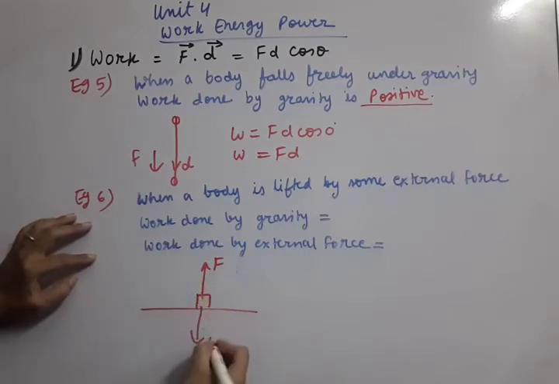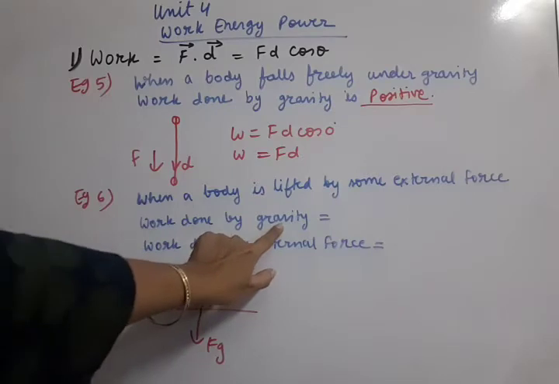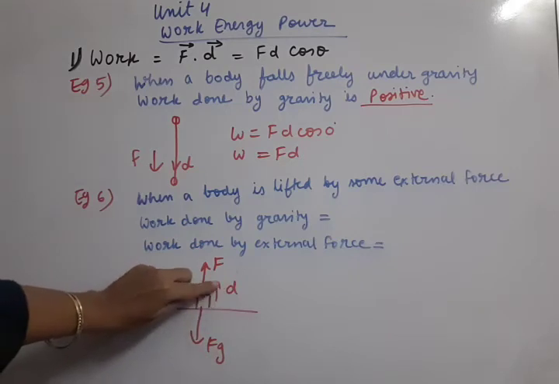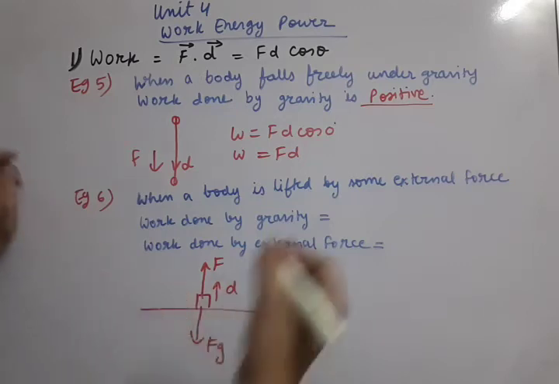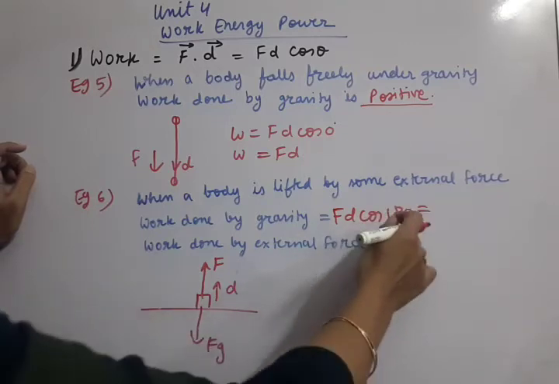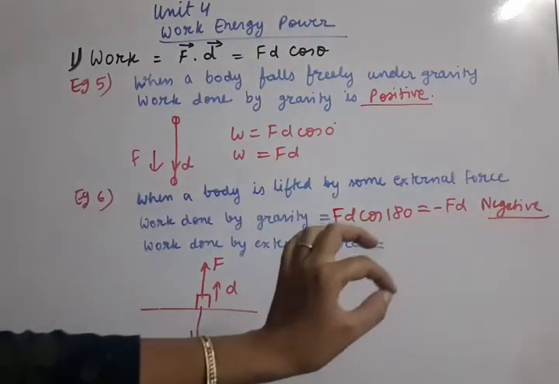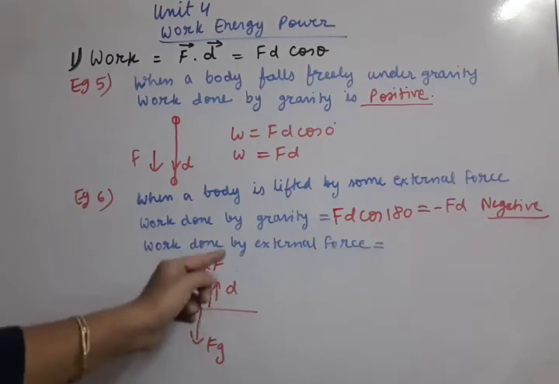See, gravitational force Fg is downward, and because the body is moving up, displacement is upward. So if work done by gravity is asked, see the angle between gravitational force and displacement. Displacement is upward, gravitational force is downward, so the angle between these two is 180 degrees. As we apply our formula, it will become Fd cos 180, and cos 180 is minus 1. That's why the answer will be minus Fd, which is negative. So negative work takes place in which cases? When force is in one direction and displacement is in the opposite direction.